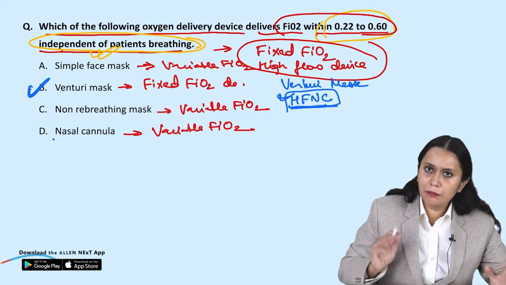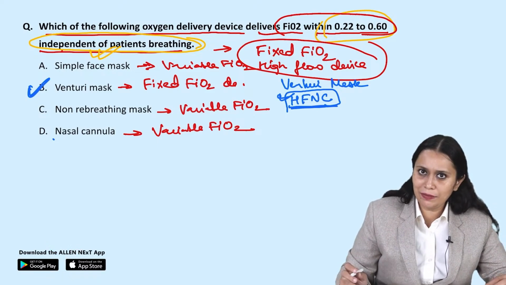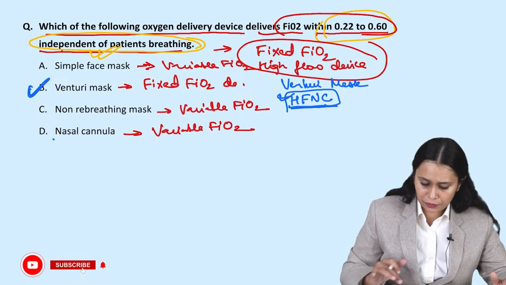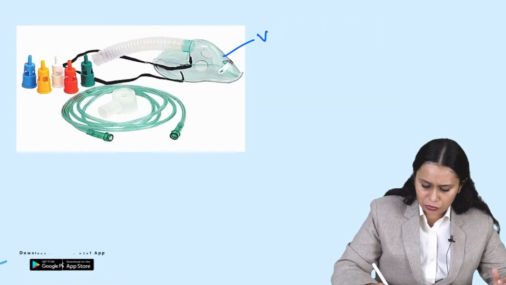Normal nasal cannula provides low flow and variable FiO2. So the answer is Venturi mask. Got my point? Independent of patient's breathing pattern. So if we say this is a Venturi mask, this is a Venturi mask, right?